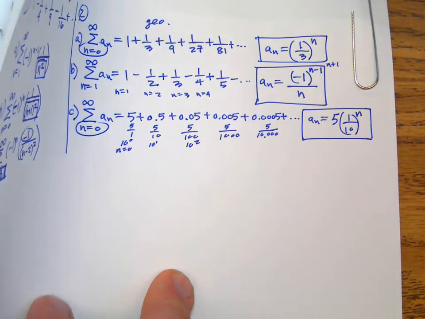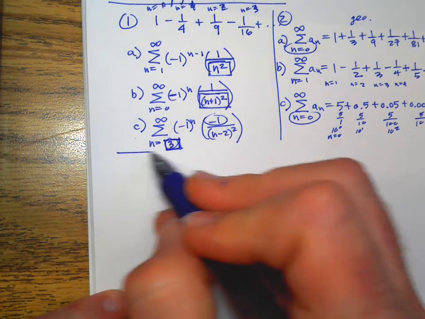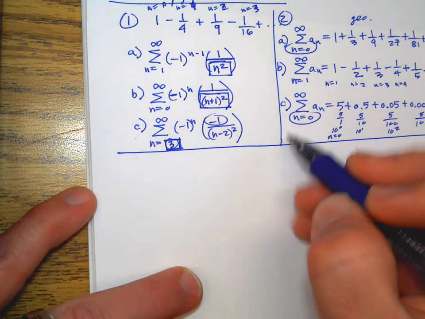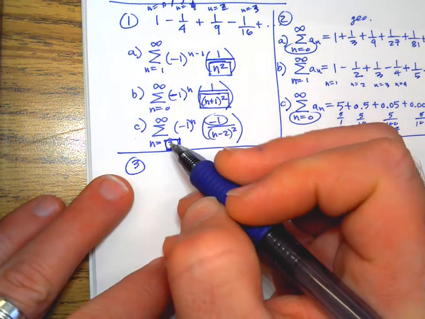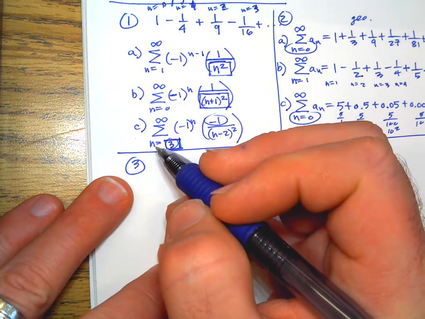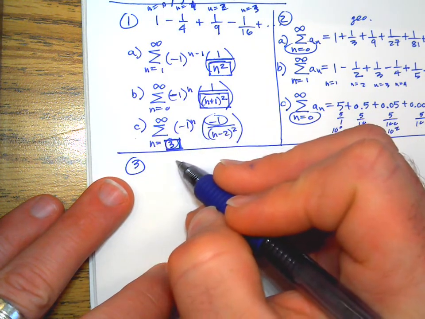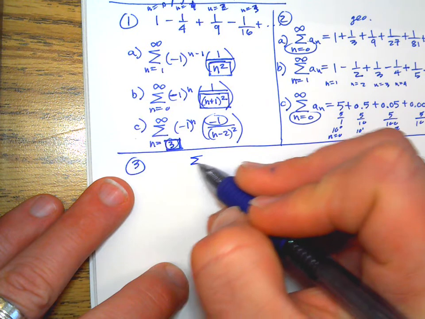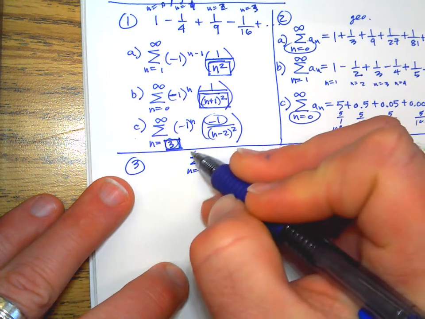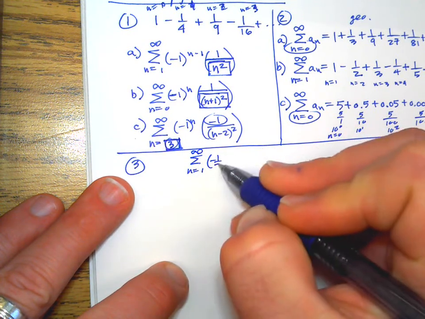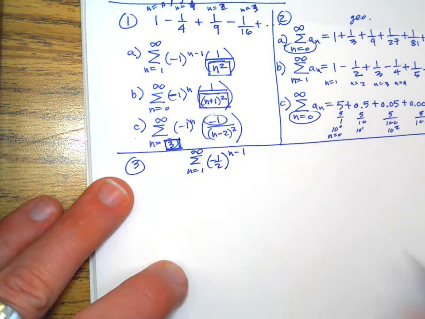So, all right. Just getting good at seeing the patterns there. Number 3 through 6, it says, tell whether the series is the same as this series: the sum from n equals 1 to infinity of (negative 1/2) to the n minus 1.